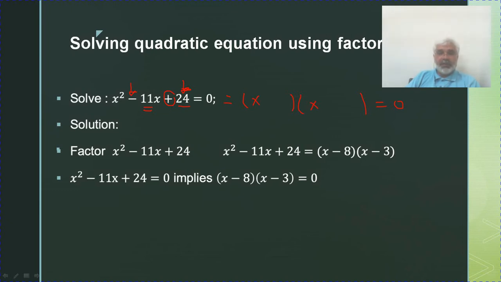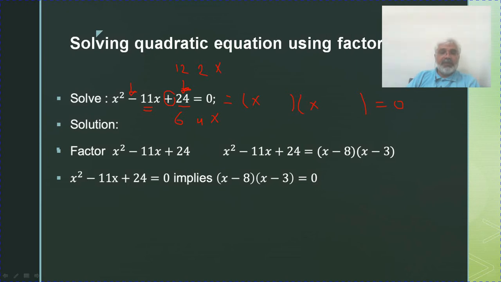How can I get 24? It could be 12 times 2, but 12 plus 2 does not equal 11, so forget it. It could be 6 and 4. 6 times 4 equals 24, but when you add 6 plus 4, it doesn't give you 11, so forget it.